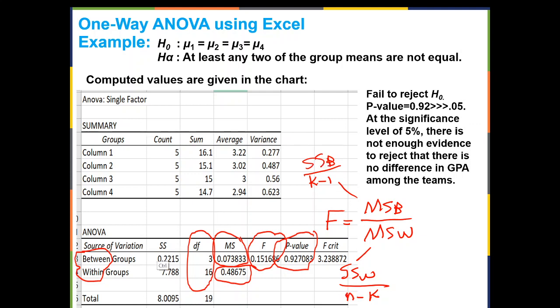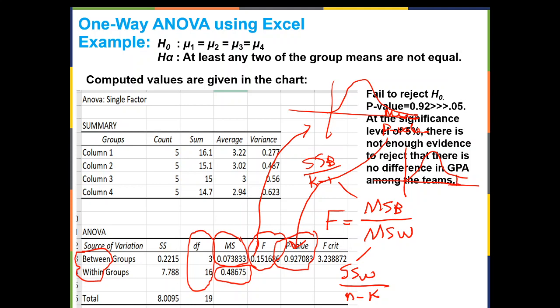And then SSB is here, and SSW is here, so Excel divides them and finds the MS's for you, and then divides them and finds F for you, and then puts that F in the F distribution and finds the p-value for you, right? And that's the p-value right here, right? And F critical is if you want to use the rejection region for 5%.